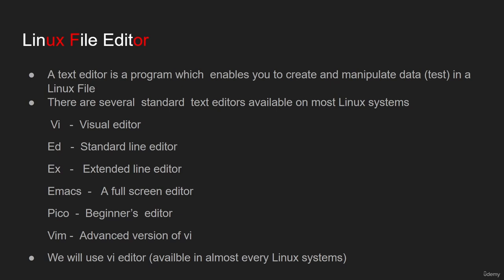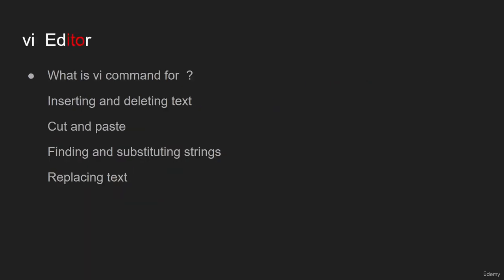There are some other Linux systems, like CentOS and Ubuntu, which also have several editors in the system. Right now I have the Red Hat Linux system, so I will use VI, and today we are going to learn about this visual editor. So let's understand what the VI command is for. It is basically used for inserting and deleting text, cutting and pasting text, finding and substituting strings, and replacing text.